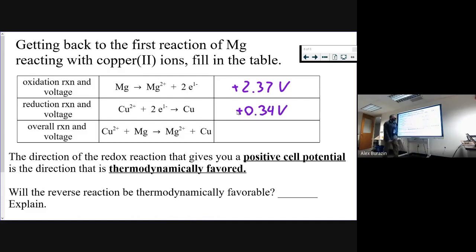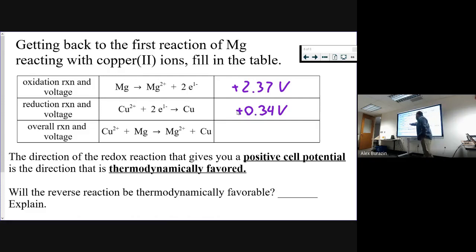Now, when I write this with voltages, I generally do use positive signs. Normally it's very much implied, but with voltages, I like it. You can not write the positive sign if you don't want to. What I'll tell you is that generally speaking, if you see a redox galvanic cell question on the AP test, they will write positive signs as well. They're pretty explicit about positive, negative when it comes to galvanic cells and redox.